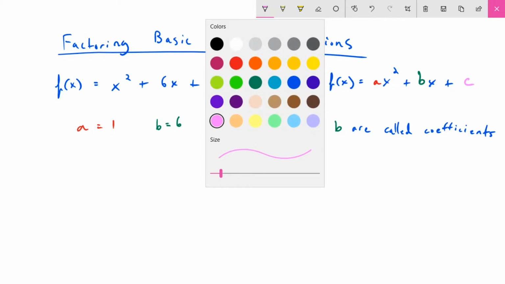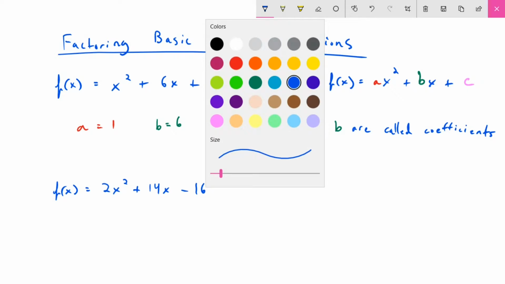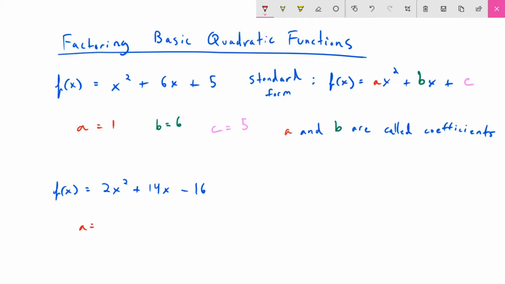So let's just do one more example to make sure you know and I know that you know what we're talking about. So let's do f of x equals, I'm just making something up here, 2x squared plus 14x minus 16. Now, what is a here? It's going to be 2. A equals 2. What is b here? It's 14. And then what is c? It is negative 16. You need to include the sign. So negative 16. Okay, make sure you have all that written down.